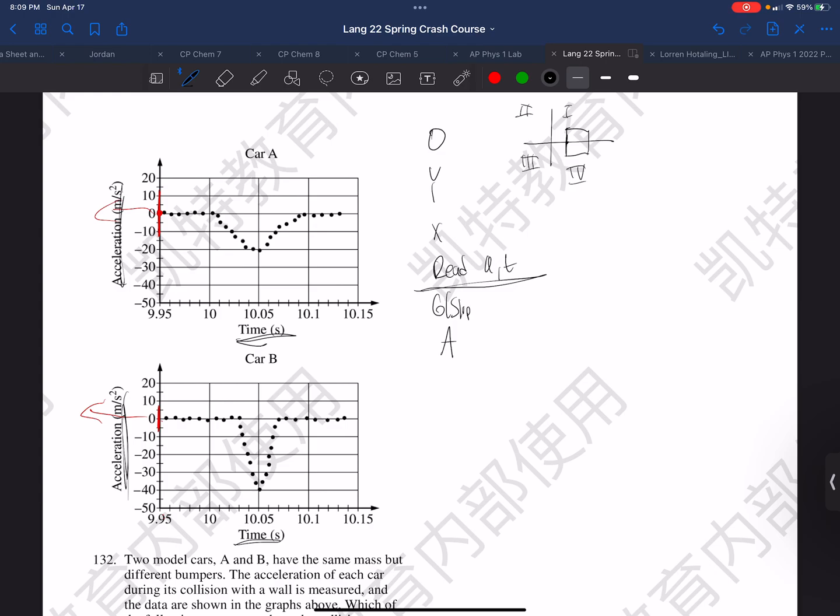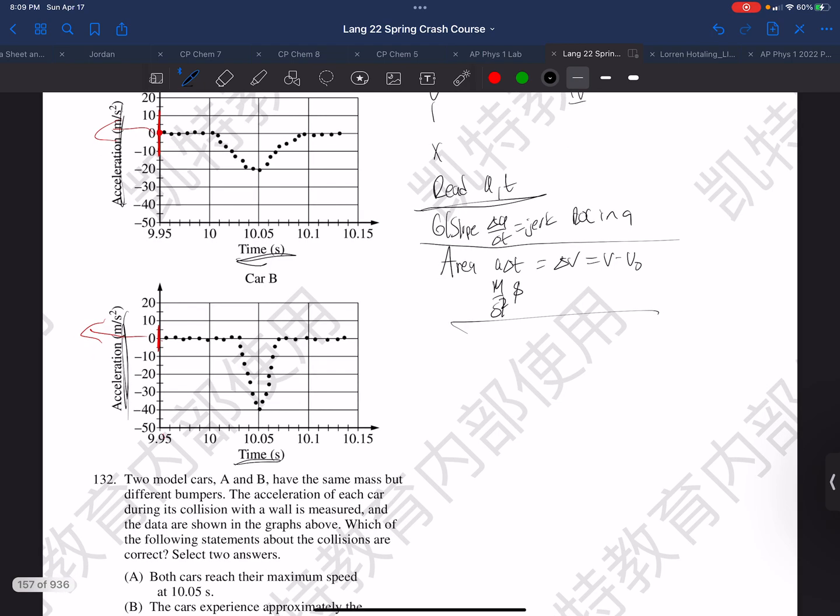The gradient or the slope is delta A over delta T, which by definition is the jerk or the rate of change in acceleration. So any questions about jerk or rate of change of an acceleration, that will be answered by the slope. The area is A delta T, which is delta V. The units being meters per second squared times seconds gives us units of meters per second. And delta V is V minus V0.